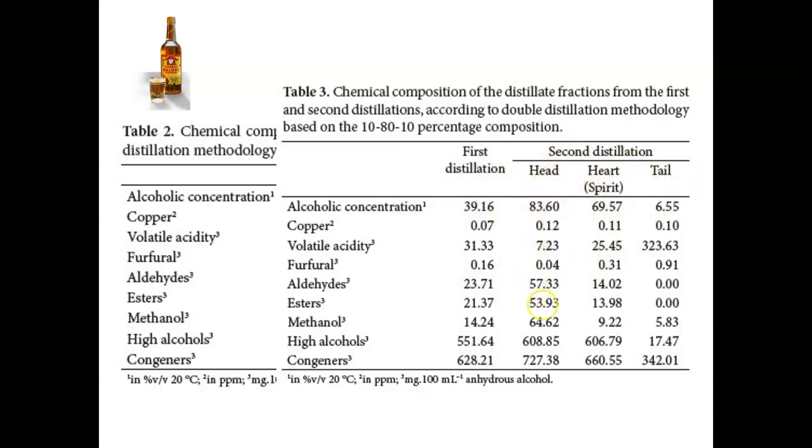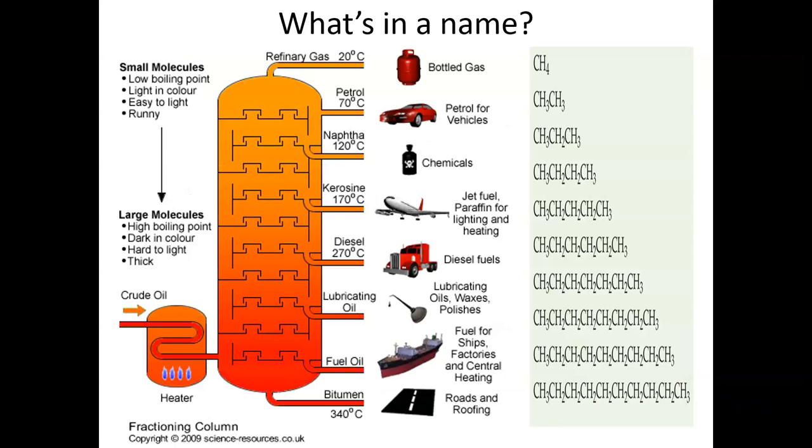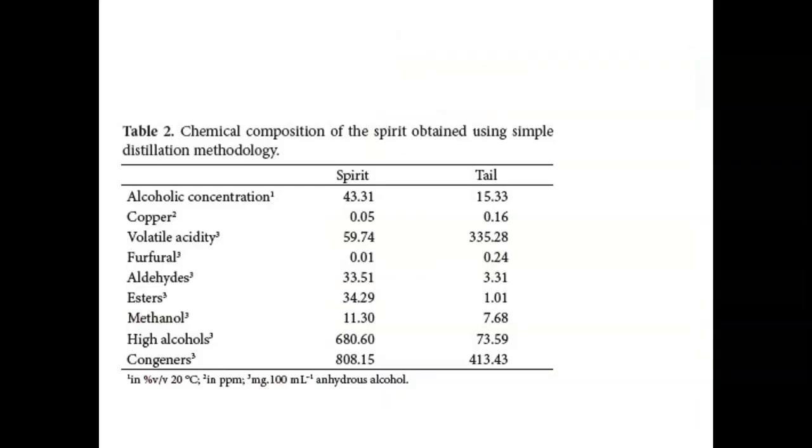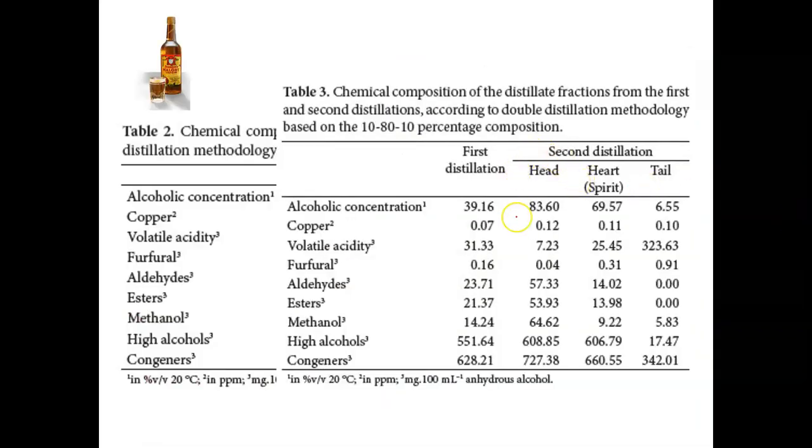The heads are typically going to be things that you don't want to have. So those are the things that are coming off first. So if we look at this analogy of the bottled gas, the methyl group, the difference with alcohol is it has an alcohol functional group on there. So you've heard of methanol. Well, methanol is poisonous. It will potentially make you go blind or die. So you don't want to.